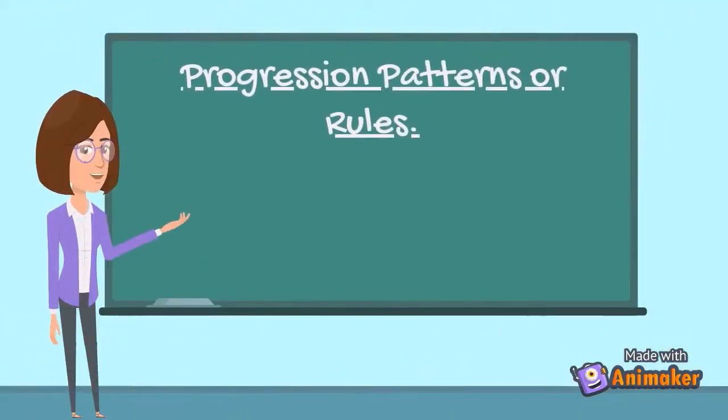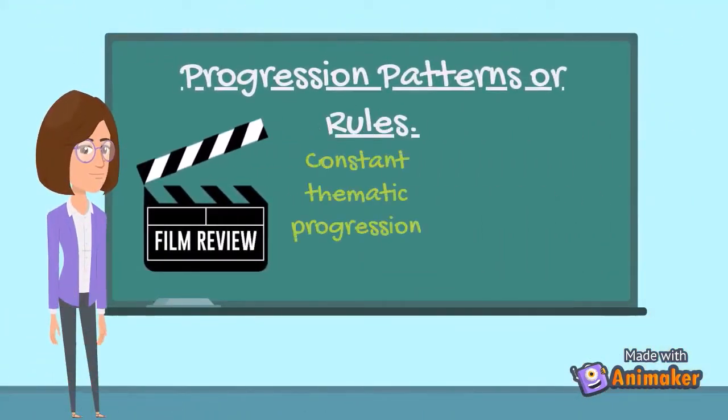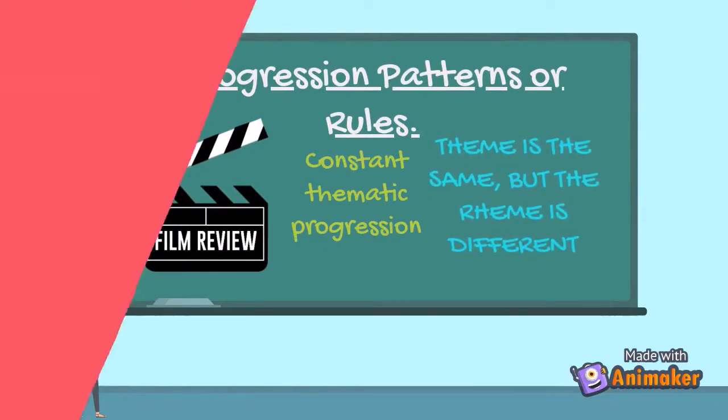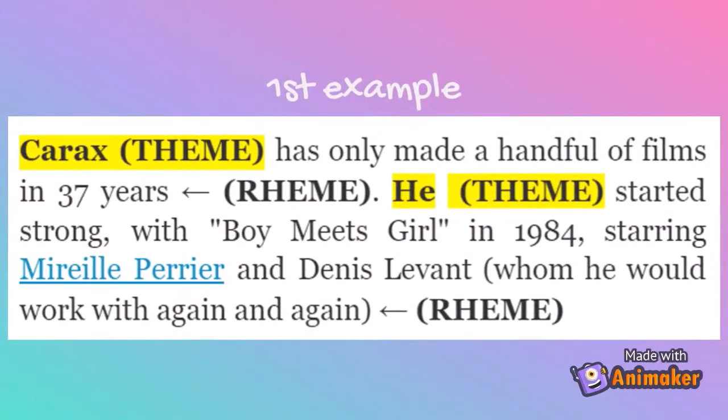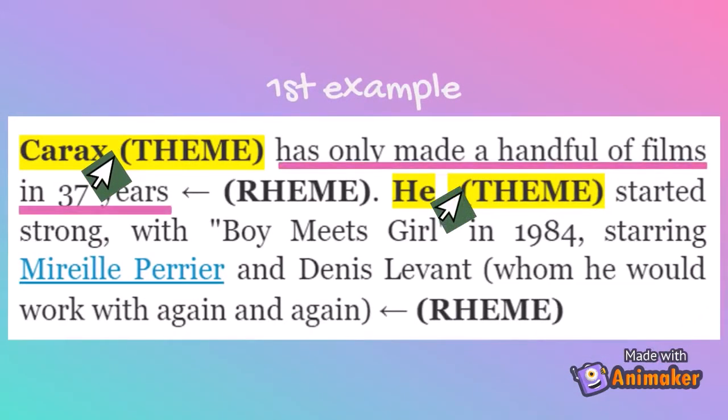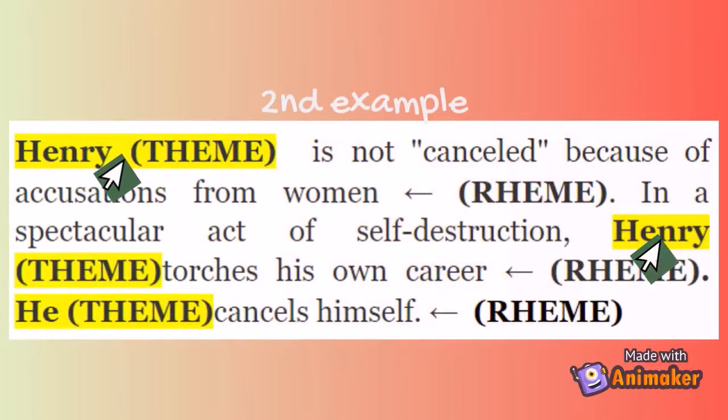Now, progression rules. In the review, the most frequent one was constant thematic progression, in which the theme is the same but the rheme is different. Here in yellow, we have the same theme, Carax, with 2 different rhemes. The first rheme talks about the movies done by him, and the second rheme names the movies. Here, once again in yellow, we have the theme, which is the same in both sentences, Henry, and the rheme is different.